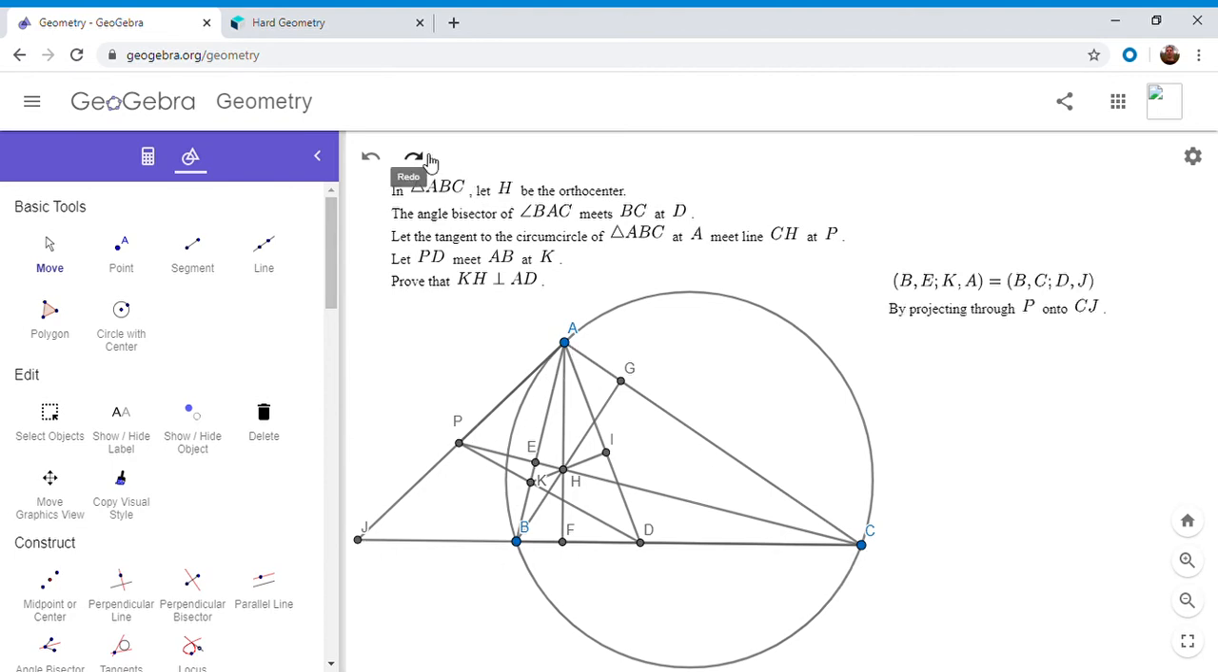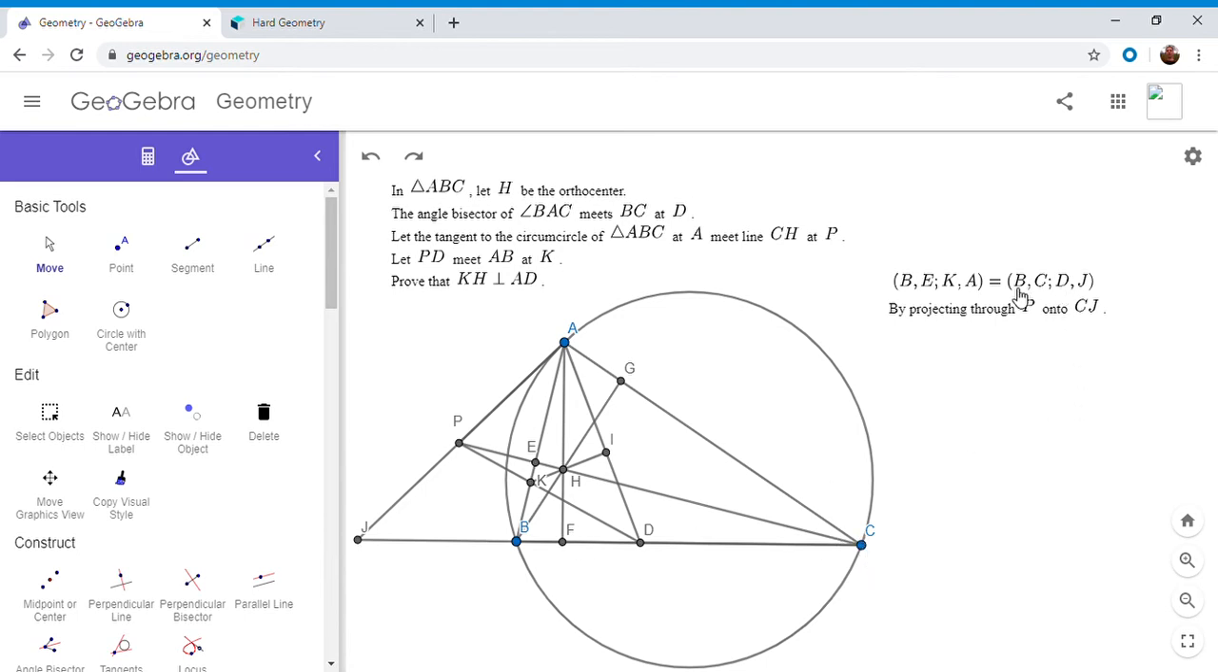So from what I just said, projecting through point P onto line CJ, we have that the cross ratio B, E, K, and A is equal to the cross ratio B, C, D, and J. That looks a little more manageable because we know a lot about points B, C, and D, obviously. And point J, we could probably get a handle on it because that's where the tangent at A meets side BC. That seems reasonable.